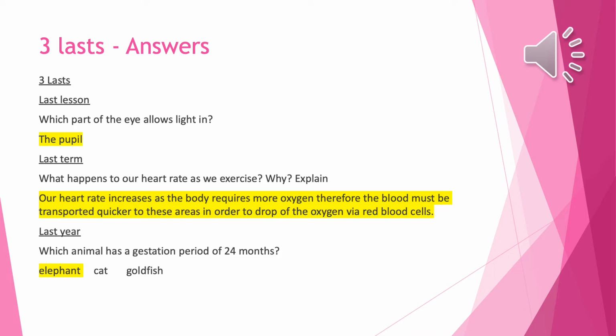And finally, last year, which animal has a gestation period of 24 months? I think I might have made this one a little bit easier, but it is the elephant, okay? Two years is the amount of time that an elephant is pregnant for. Obviously, a cat, we know, is much quicker than that, as is a goldfish.